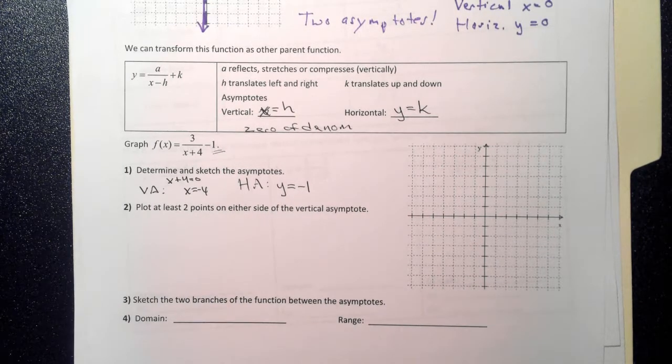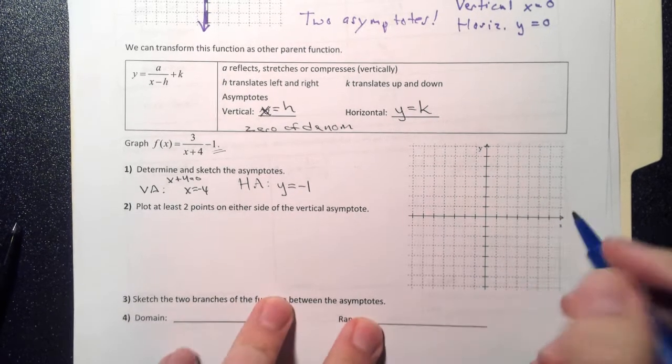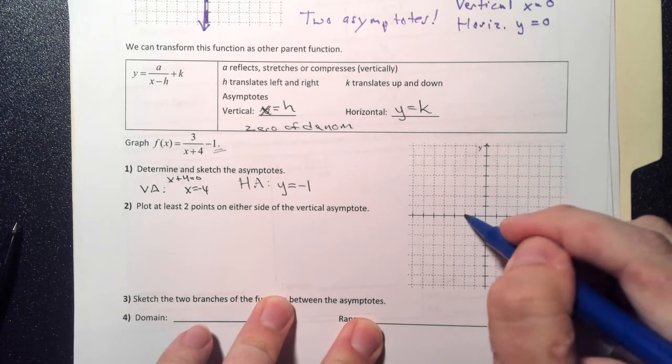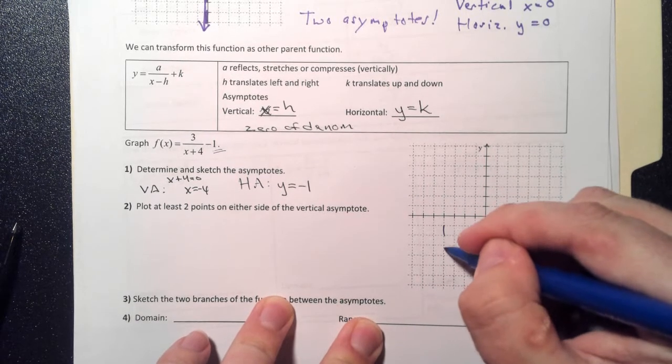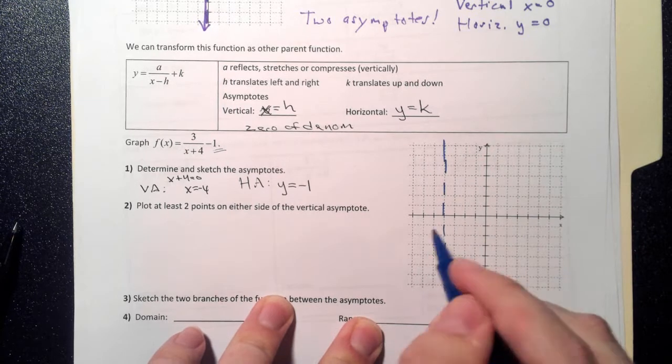Now mind you, these are lines, they have equations. Make sure that you are writing equations: x equals negative 4 and y equals negative 1. Go ahead and plot those. X equals negative 4 is 1, 2, 3, 4 right here. Y equals negative 1 is down here.